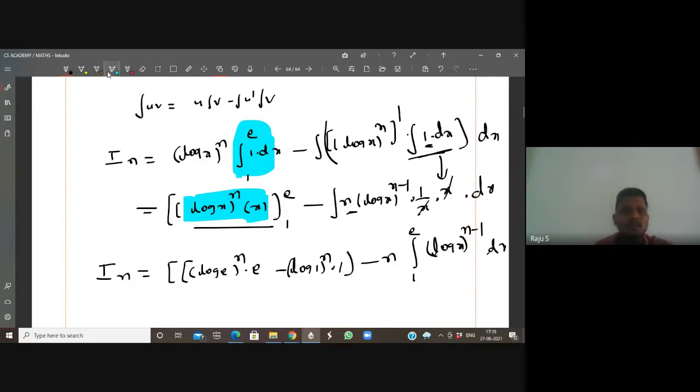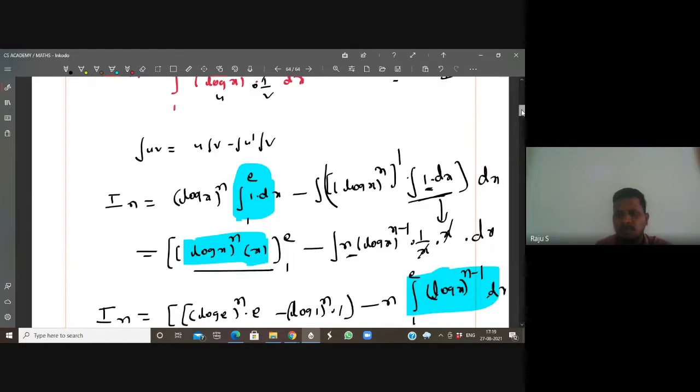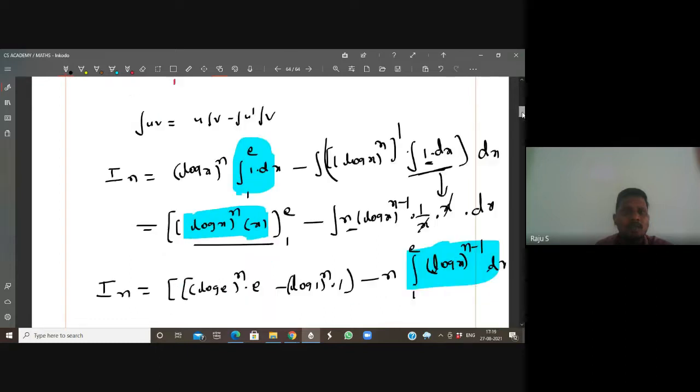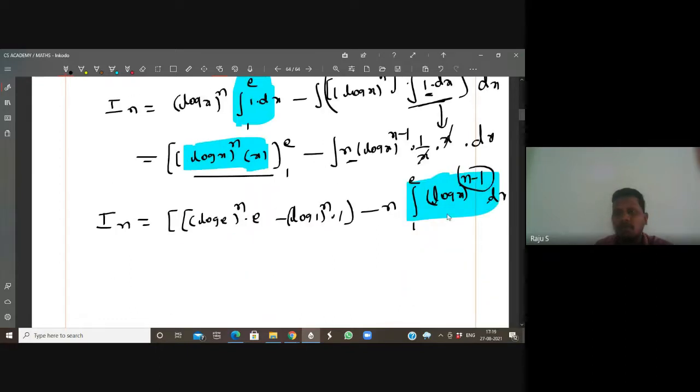See student, with the help of equation 1, the given equation. What is equation 1? If the power is n, we have taken it as In. Here if the power is n minus 1, what should we write here? In minus 1. Okay, what is log e value here?